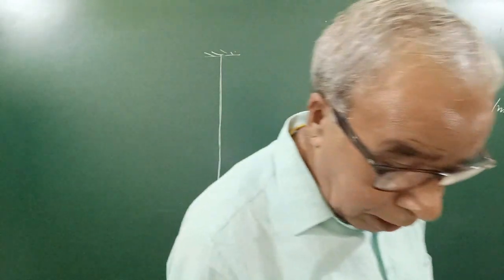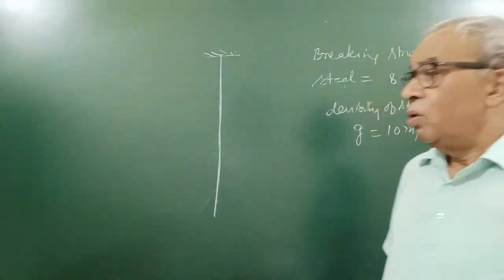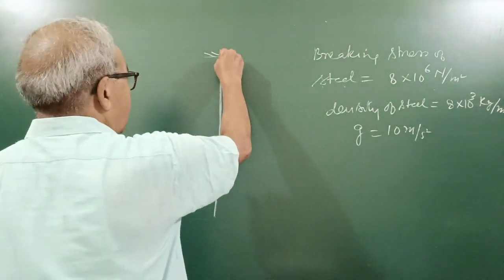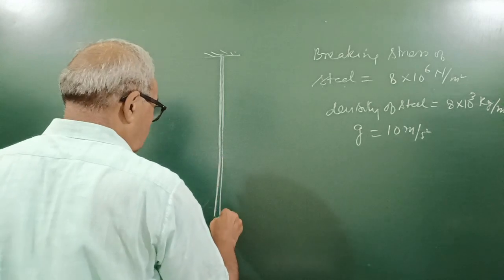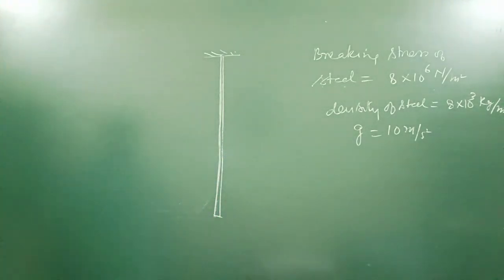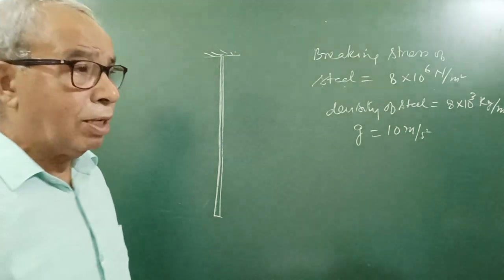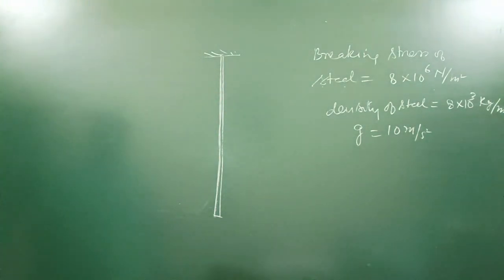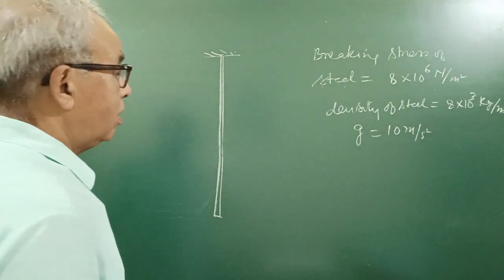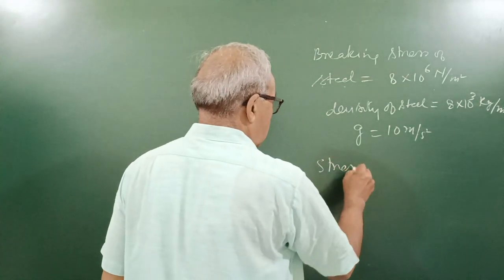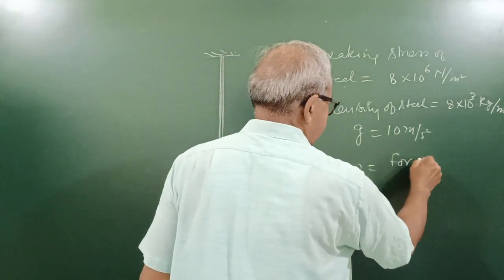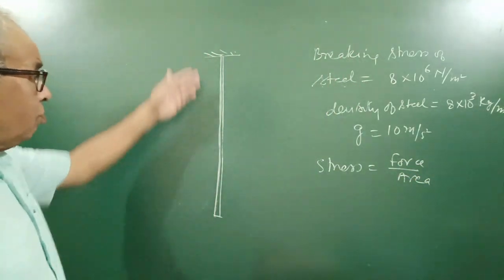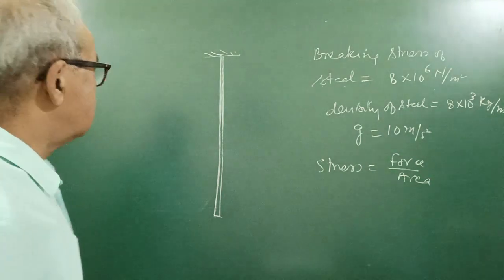It will break under its own weight. To calculate the longest length of steel wire which can hang without breaking under its own weight. A very good question here, you can mark here. A good question for students. So here, first of all, we have to find out weight. Actually, stress is equal to force upon area. So who will apply force? The weight of the wire.